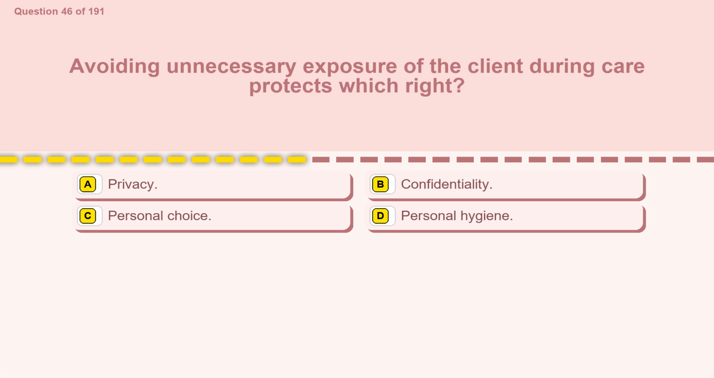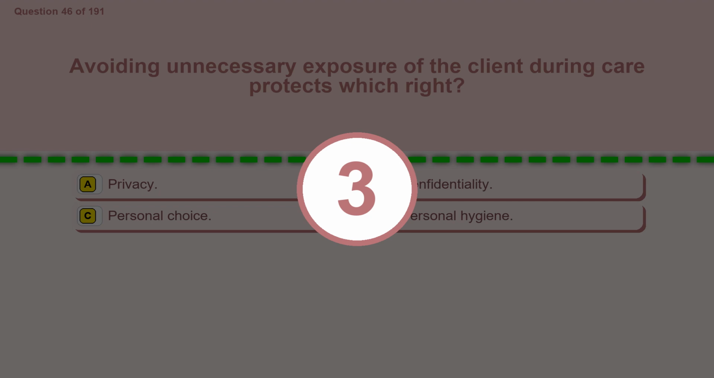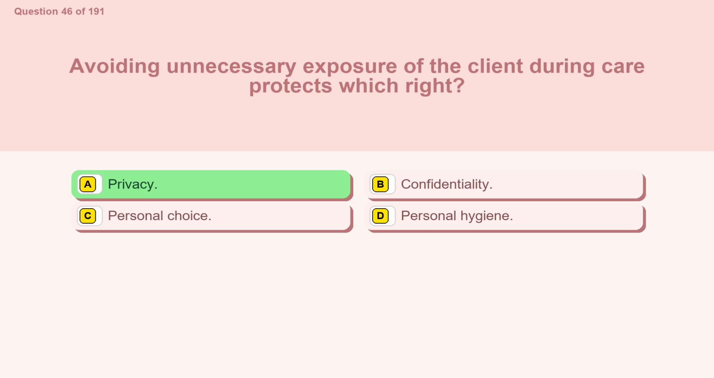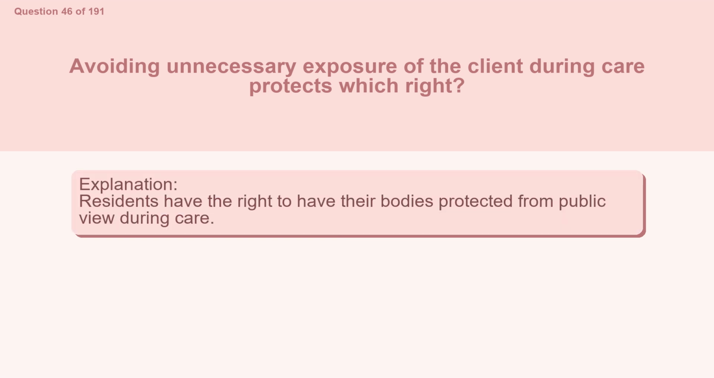Option A. Privacy. Option B. Confidentiality. Option C. Personal choice. Option D. Personal hygiene. The correct answer is option A. Privacy. Residents have the right to have their bodies protected from public view during care.